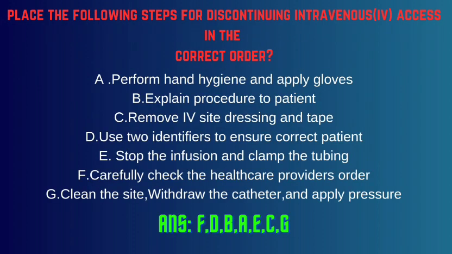The next question is, place the following steps for discontinuing an intravenous in the correct order. Perform hand hygiene and apply gloves. Explain procedure to patient. Remove IV site dressing and tape. Use two identifiers to ensure correct patient. Stop the infusion and clamp the tubing. Carefully check the healthcare provider's order. Clean the site. Withdraw the catheter. Apply pressure. The answer is F, D, B, A, E, C, G.